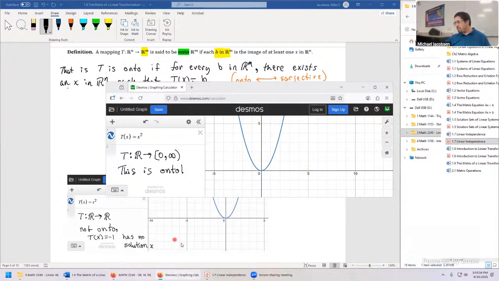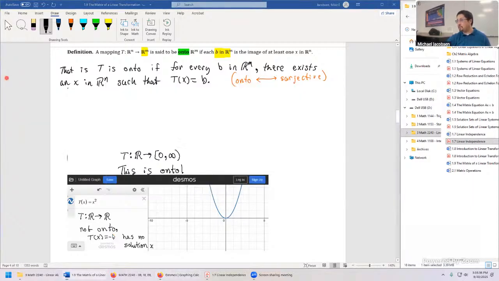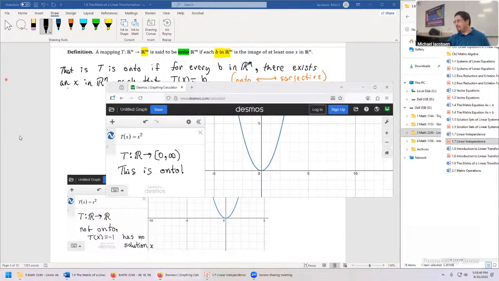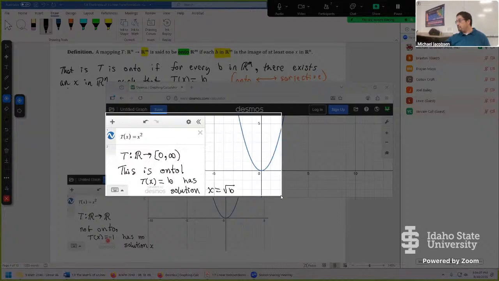Okay, so maybe just to add one more punchline. T of x equals b has a solution. No matter what b you pick, you can take x to be equal to the square root of b. That works over here because I'm only picking non-negative entries. It doesn't work down here because I can't take the square root of -1. The whole process just breaks down. So the codomain is a very particular part of onto.